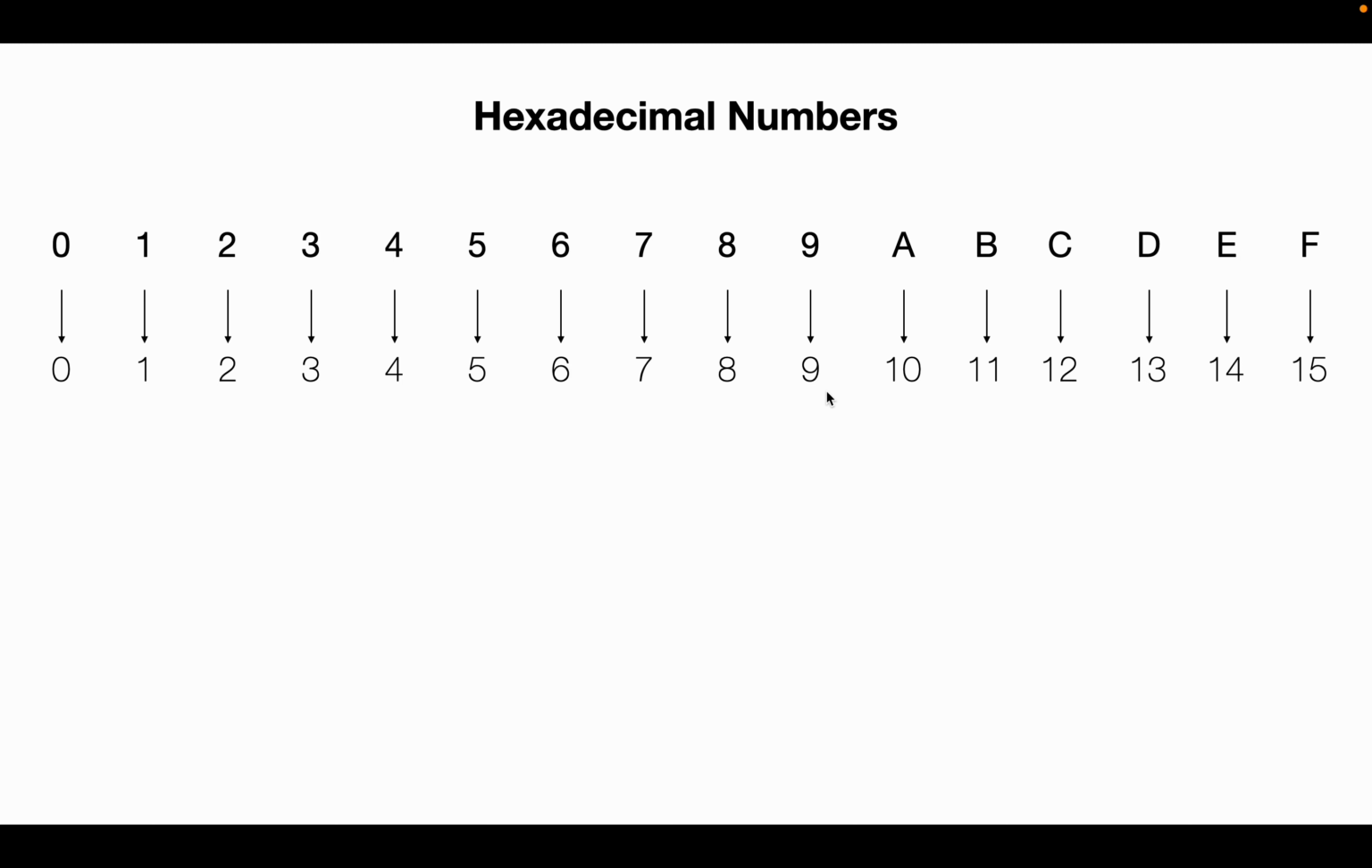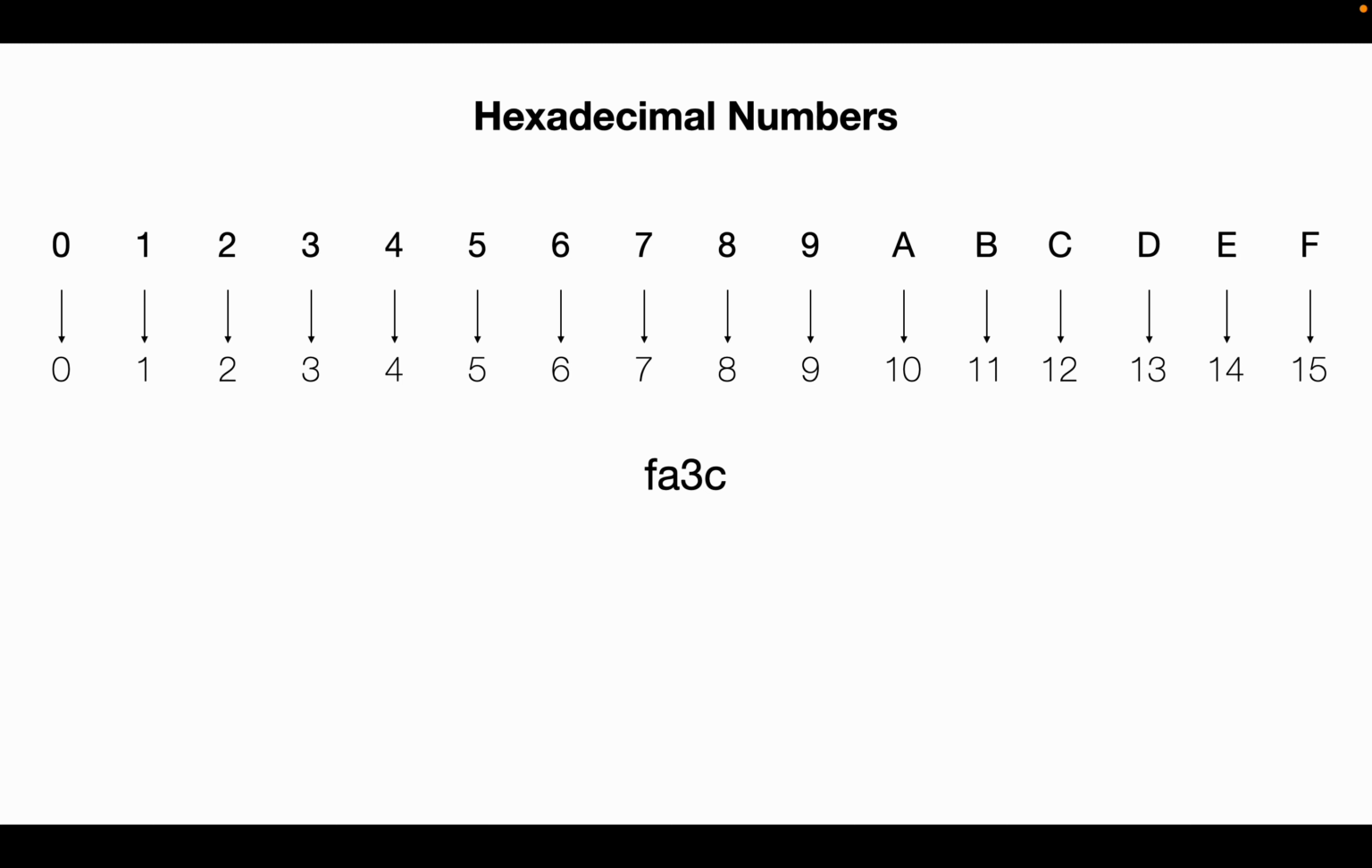And when we get to 10, instead of using 10, we use A, because it's only one character, right? 10 is two characters. So we use A. And just a note, it's lowercase and uppercase, it doesn't matter. It could be lowercase a or uppercase A. And then B is equal to 11, and then F, the final character, which is 15. So that's hexadecimal numbers. Now let's take another number and calculate it.